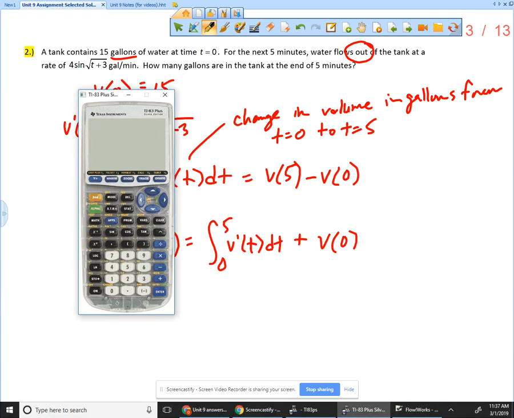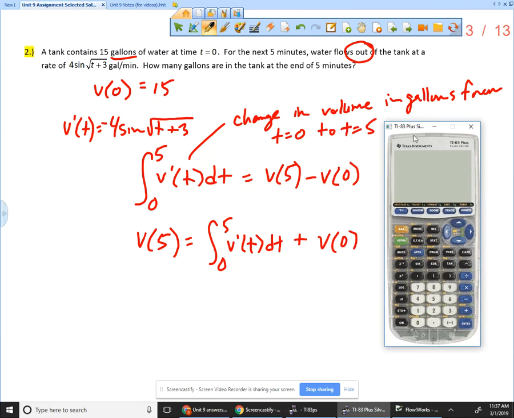We pull up our calculator, and we are going to type in. First of all, we want on our calculator screen math 9, and we want to calculate the integral of V prime. So that would be 4 sine of the square root of t plus 3, or in this case x plus 3. I'm going to close parentheses on the root, close parentheses on the sine, comma x comma 0 comma 5.